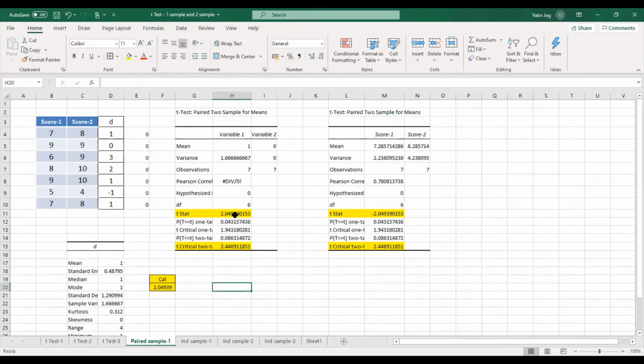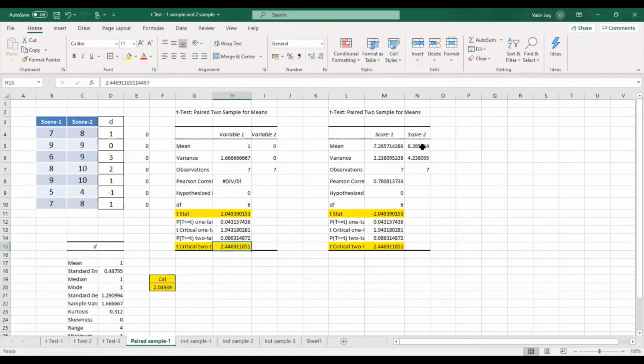So is 2.04 less than 2.44? Answer is yes. 2.04 is less than 2.44. That means we fail to reject H0. If t statistics is less than t critical, we fail to reject H0.